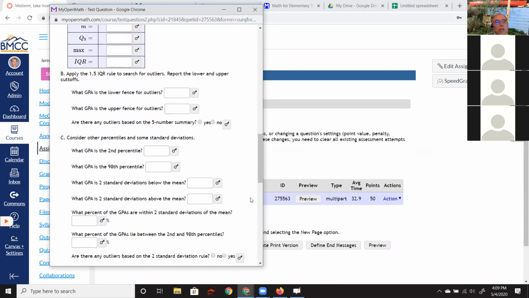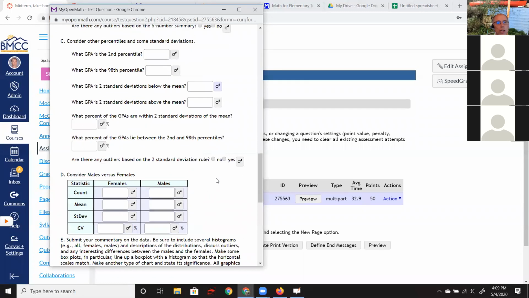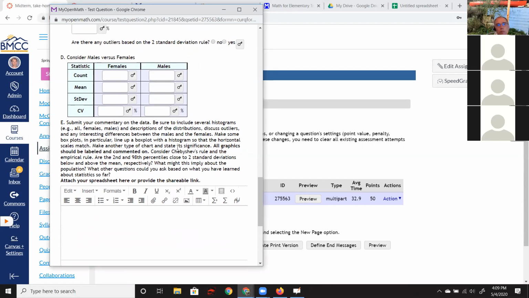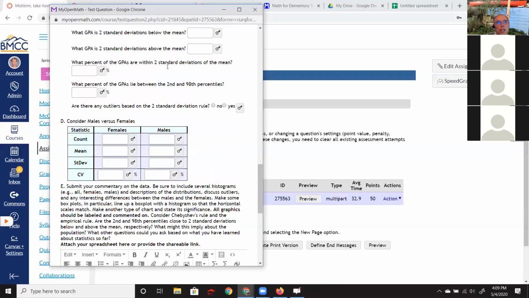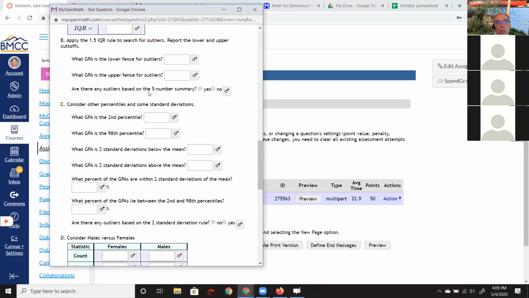And in the last few weeks, we went over these different kinds of calculations. So again, do your best on those. And then the last two parts: you're going to compare male and female on just a few of the statistics. And then I want you to make some commentary about what these calculations here and here might tell us about the data that we could describe to someone else.